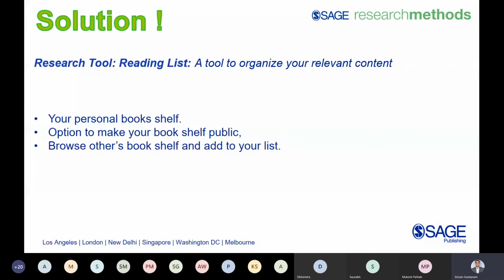So people can go to the Sage Research Methods platform and search with the name, and they will be in a position to identify the bookshelf you have created and read all the content available in it. Also, globally, if anybody has created a bookshelf, you can see their bookshelf and try to add it to your list. So now, how can it be done?